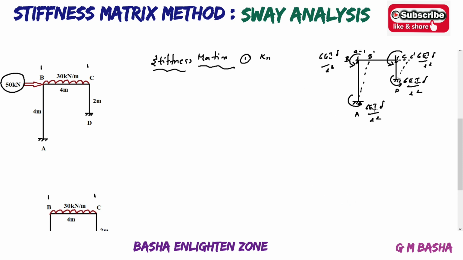See here, this is 6EI delta by L square. This is also 6EI delta by L square. This is also 6EI delta by L square.